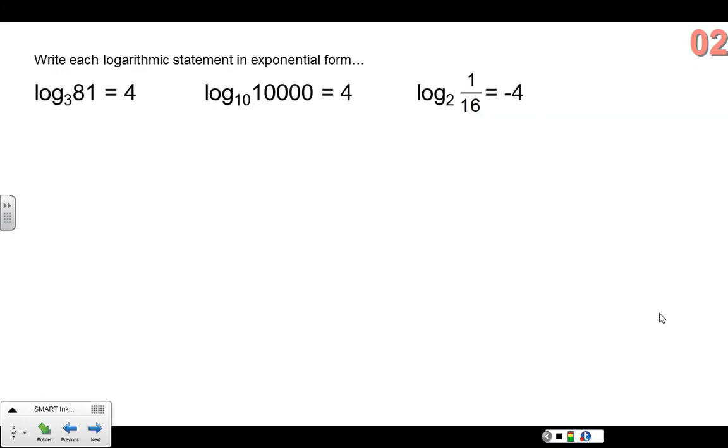Vice versa, we can write a logarithmic statement in exponential form. Log base 3 of 81 equals 4. So the base is 3 to the power of 4 equals 81. And that's true. 3 to the 4th power is 81. Log base 10 of 10,000 equals 4. That means 10 to the 4th power equals 10,000. And likewise, log base 2 of 1/16 equals negative 4. That means 2 to the negative 4th power is 1/16. And those are true statements.